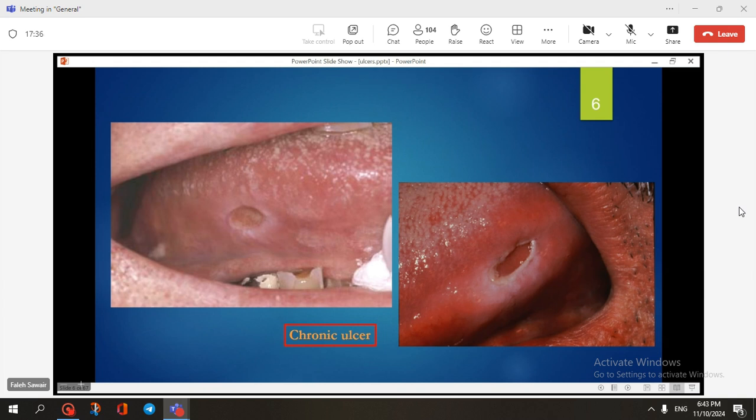So sometimes chronic traumatic ulcers can be mixed with malignant ulcers. So you have to be careful. You have to remove the cause and do follow up. These ulcers, because they are the result of trauma, will heal. But if it is a malignant ulcer, it will not heal.